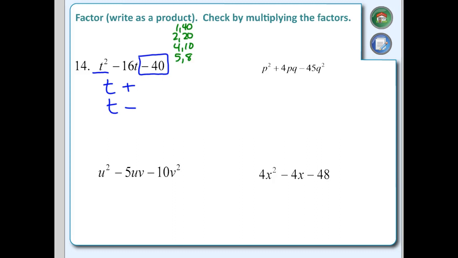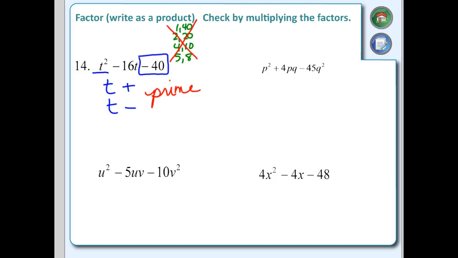That means I have to subtract those guys to get 16. So when I look there, which pair of factors of 40, when I subtract them, will give me 16? Ah, that's right, none of them. None of our set of factors works, so this one is prime.